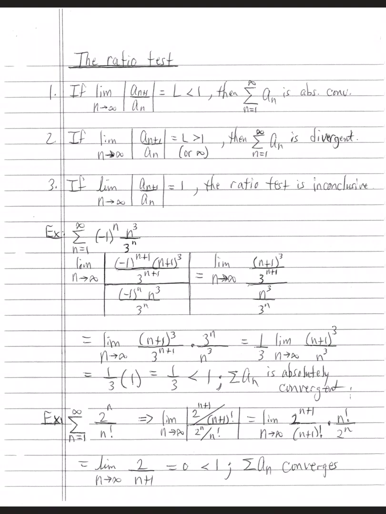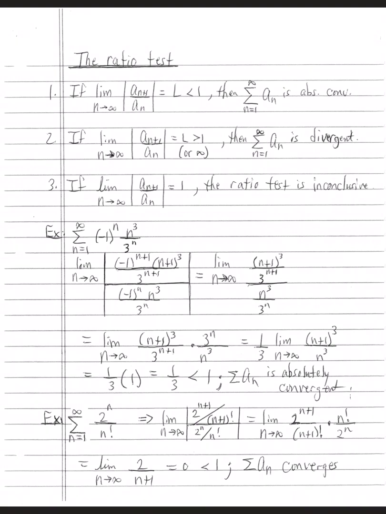First example, the sum from 1 to infinity of negative 1 to the n times n cubed over 3 to the n. Your a sub n plus 1, you replace all the n's with an n plus 1: negative 1 to the n plus 1, n plus 1 cubed, 3 to the n plus 1. The a sub n that's in your denominator is just take what you see and recopy it.